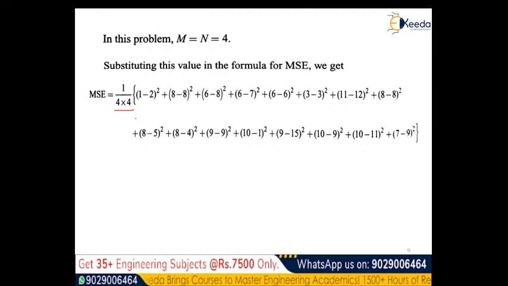Thereupon we have the square of the difference between the two images, the original and the reconstructed. So here we have the difference pixel-wise. The first term inside the curly bracket will be the square of 1 minus 2. This will be further added to the square of 8 minus 8, the square of 6 minus 8, 6 minus 7 squared, 6 minus 6 squared, 3 minus 3 squared, 11 minus 12 squared. Then we have 8 minus 8 squared, 8 minus 5 squared, 8 minus 4 squared.